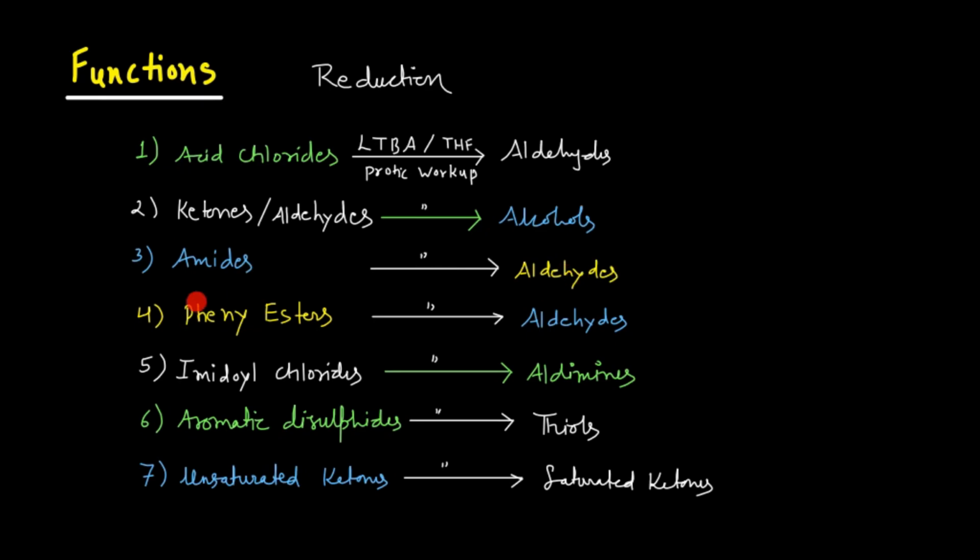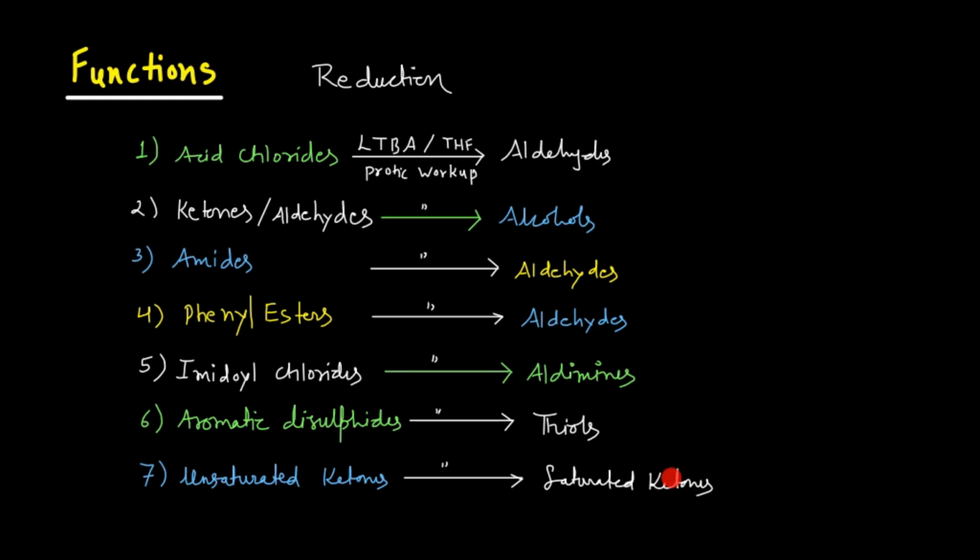Similarly, I missed a point here, if you have a phenyl ester, these phenyl esters are also converted into aromatic aldehydes. Similarly, imidoyl chlorides can also be converted into aldimines. Aromatic disulfides, it's a very important application. Aromatic disulfides can also be reduced to thiols with the help of LTBA, lithium tri-tertiary butoxy aluminium hydride. And lastly, if you have unsaturated ketones, then your unsaturated ketones can be converted into saturated ketones.